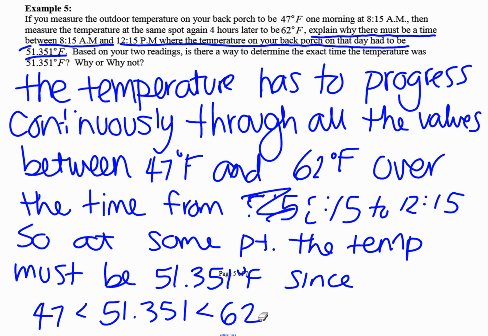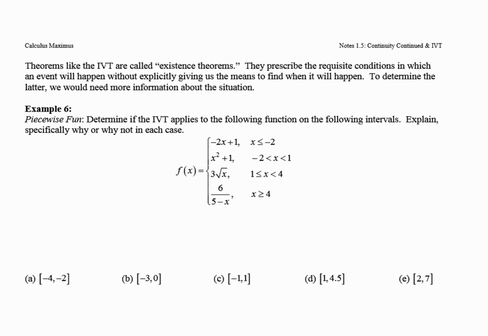Okay, to answer the second part of this question, is there a way to determine what time the temperature was at? Using the data we're given, no, there's no way to determine the exact time using the given data. It could have been early, it could have been later, we're not really sure. You know, the temperature could have spiked really high, then dropped down, and then went back up. I mean, we have no idea. So we're just focusing on that hypothesis by using the IVT.